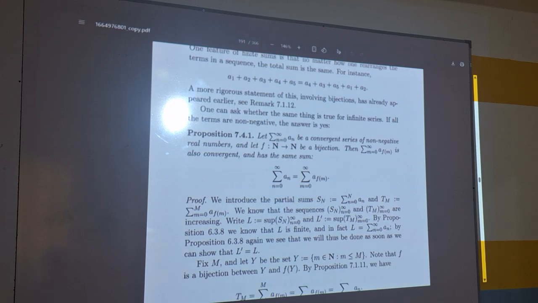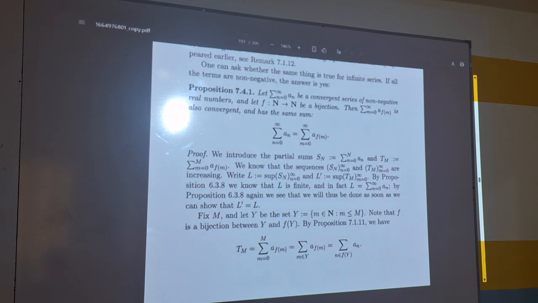He says fix capital M and let Y be the set of all m belonging to N such that m is less than or equal to M. That Y is actually 0, 1, 2, 3, all the way up to M. Note that f is a bijection between Y and f(Y), because f is a bijection from N to N, so f can be regarded as a bijection from Y to f(Y) also, by proposition 7.1.